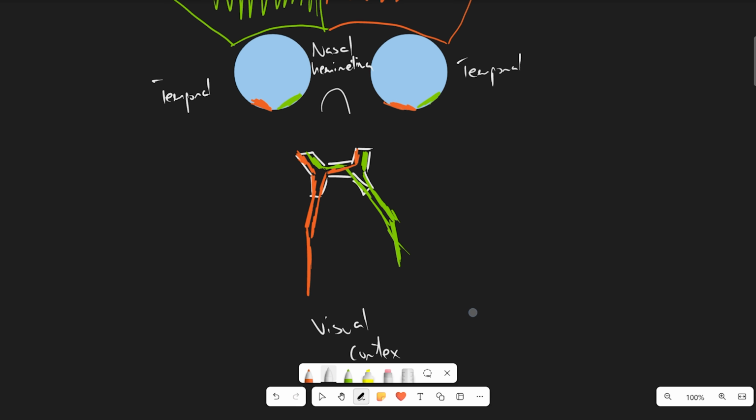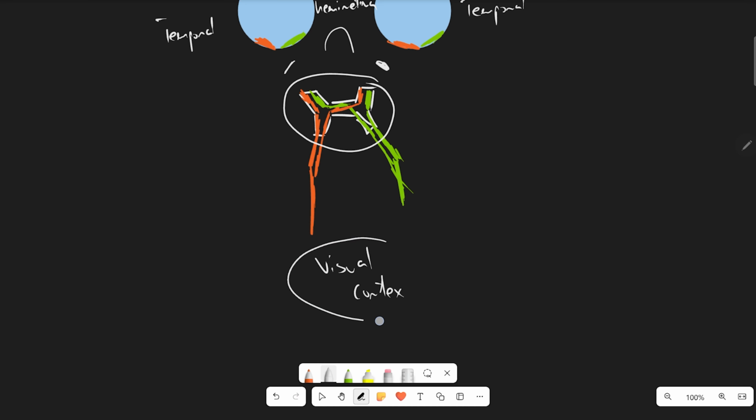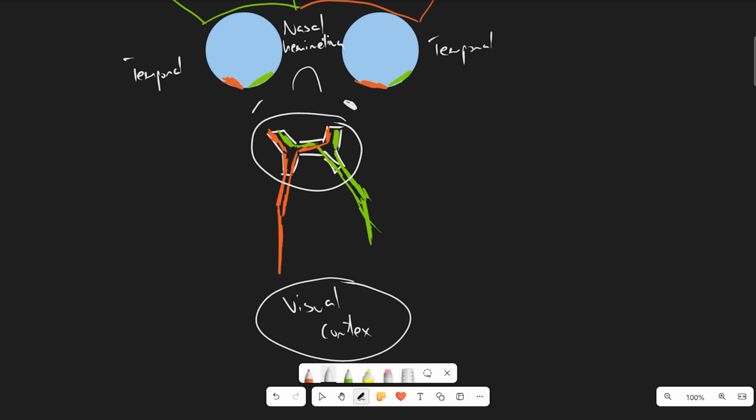Because when some parts are damaged, I'm not talking about this part, so I'm not talking about the optic nerves. I'm actually talking about the optic chiasm or the visual cortex. If these parts are damaged to some extent, you can still preserve the vision. All of this anatomical complexity has huge clinical importance. Damage to the optic chiasm does not necessarily cause total blindness. Instead, it produces specific and predictable visual field defects.